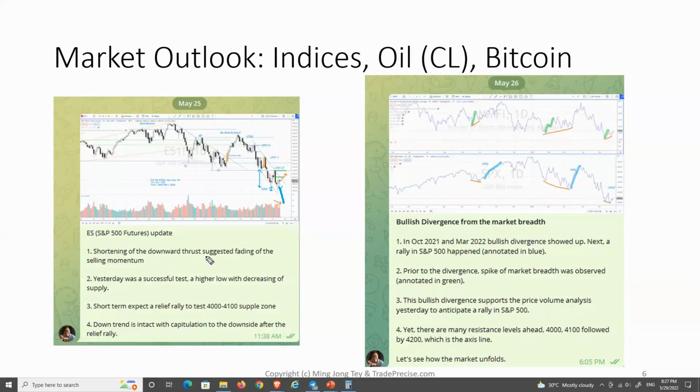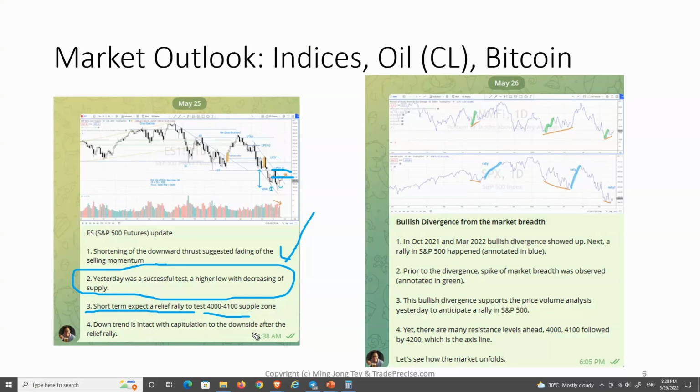So the shortening of the downward thrust suggests a fading of the selling momentum. So we got a shortening of the thrust. Okay, so selling momentum is kind of fading. And yesterday was a successful test, a higher low with a decreasing of supply. So that's definitely a successful test. I think this is quite key, because once we see this, it should be clear that we should anticipate a rally in the S&P. So a short-term rally, expect a relief rally to test 4,000 to 41. Pretty much this green line. So that's the supply zone.